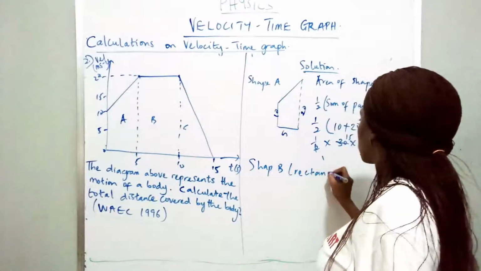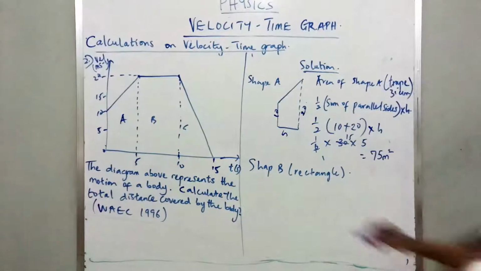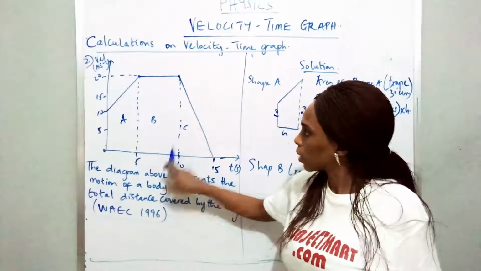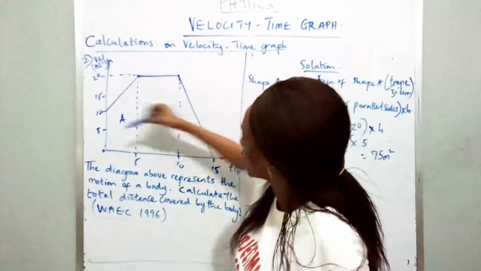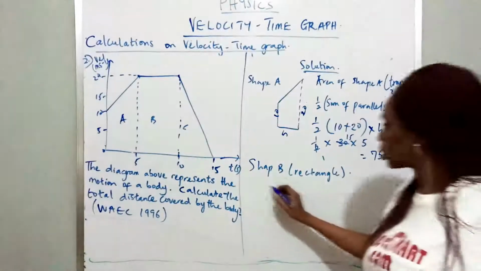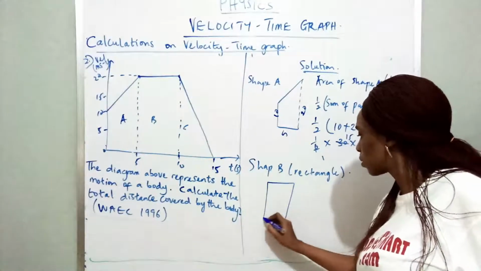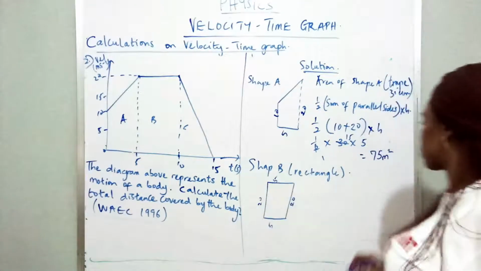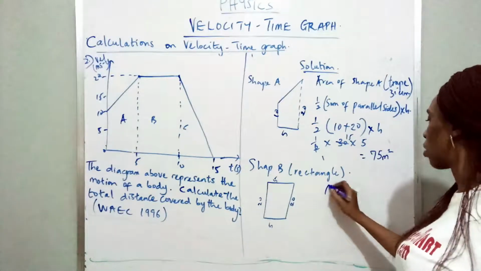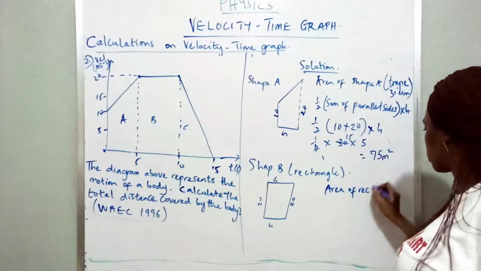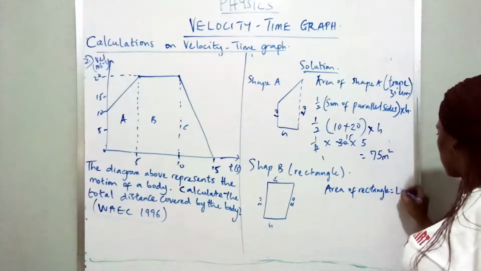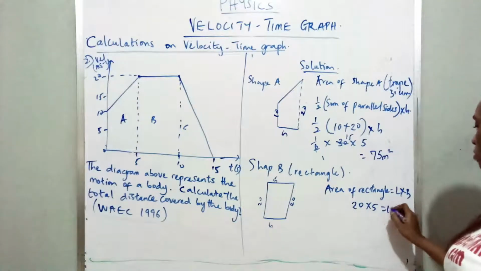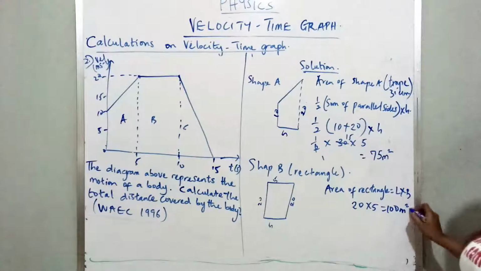is a rectangle. Shape B is a rectangle, as you can see. So from this distance to this distance, this is 5. Here to here, the length is 20. So I'm just going to draw what I have there. This is 5, and here is 20, 25. So area of a rectangle is length times breadth. That's 20 times 5, which will give me 100 meters squared.